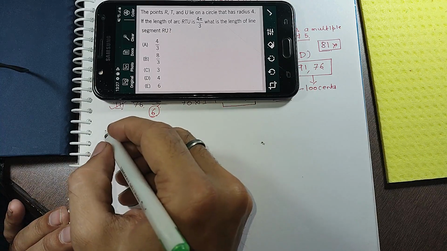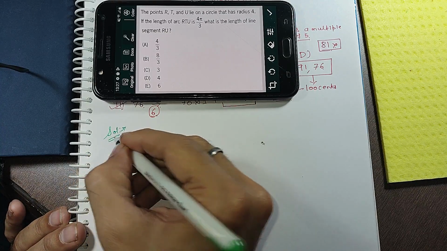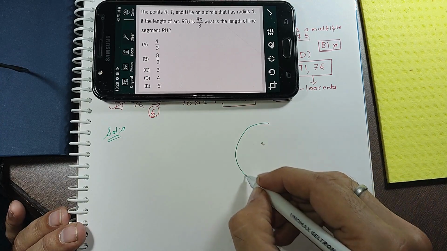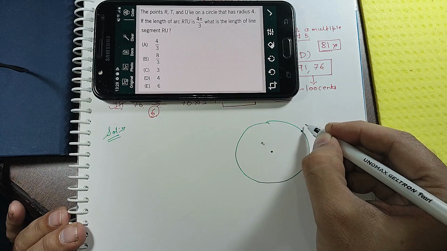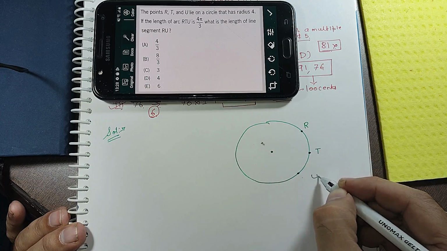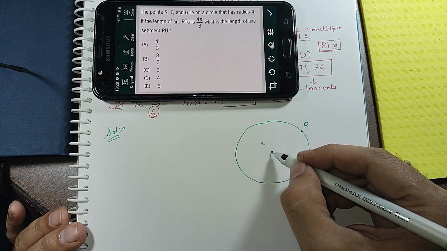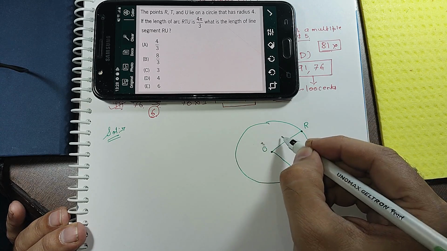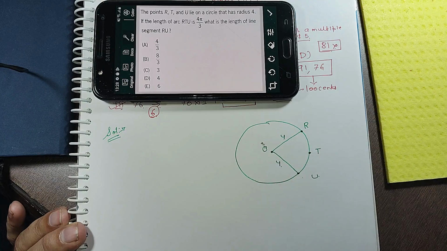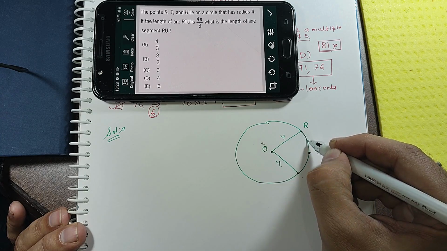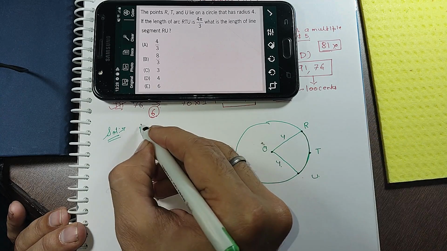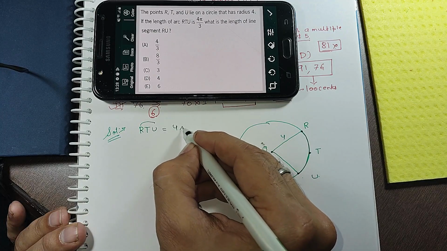The points R, T and U lie on a circle that has radius 4. So we will first draw a circle, and there are 3 points R, T and U that lie on the circle that has a radius of 4. Let us suppose the center is O. So this is 4 and this is 4. Now we have been given that the length of the arc RTU is 4 pi upon 3.